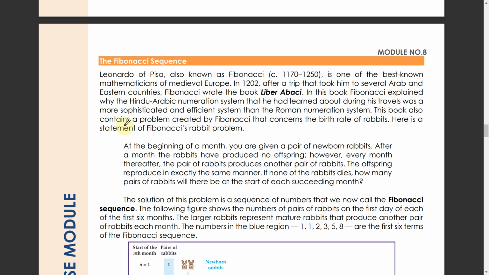So this book also contains a problem created by Fibonacci that concerns the birth rate of rabbits, and here is the statement of Fibonacci's rabbit problem. So familiar naman siguro mo aning Fibonacci, no? Kay na-discuss na maguro jud ni siya during sa elementary or sa high school ninyo.